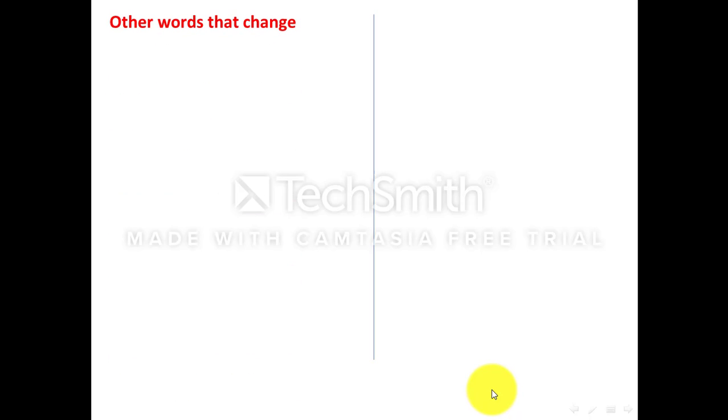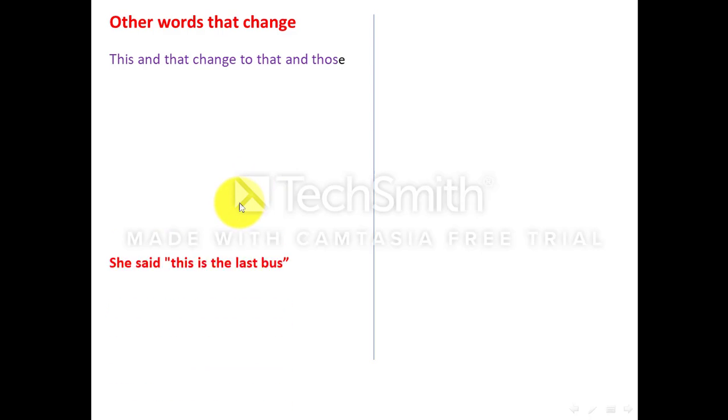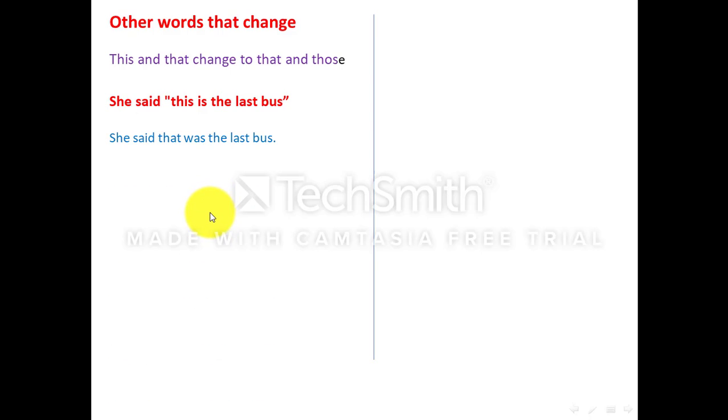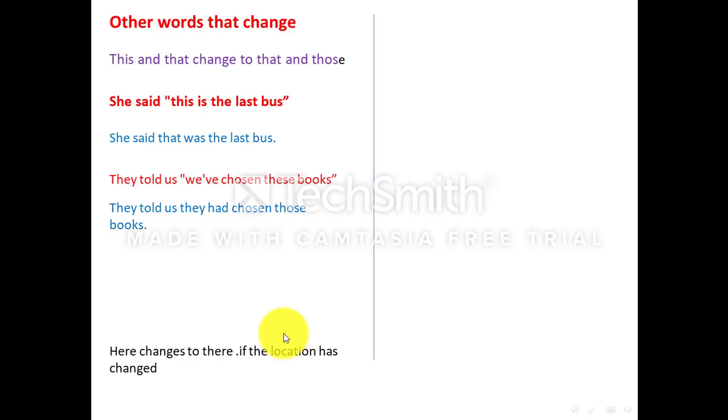Okay, my dear students, other words that change, you have to put them in your mind. The words this and that change to that and those. Okay, my dear students, she said, "This is the last bus." So it will become: she said that was the last bus. They told us, "We've chosen this box." They told us they had chosen that box. These changes to those. Okay.